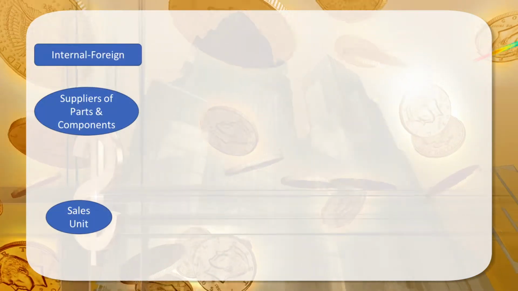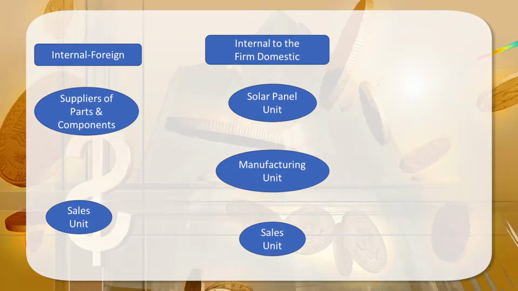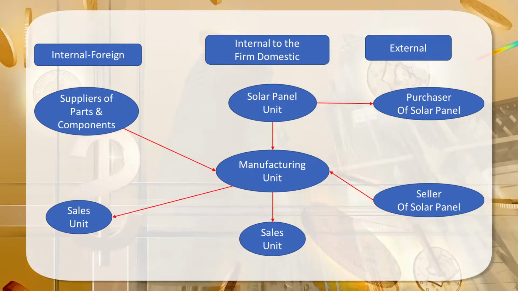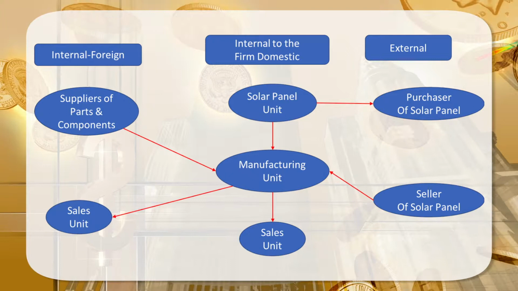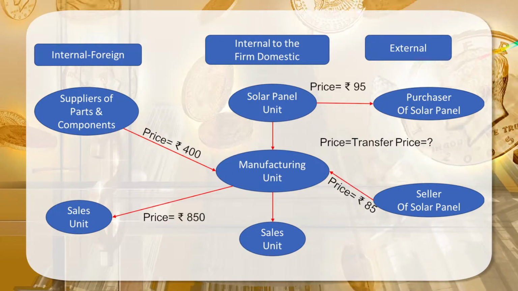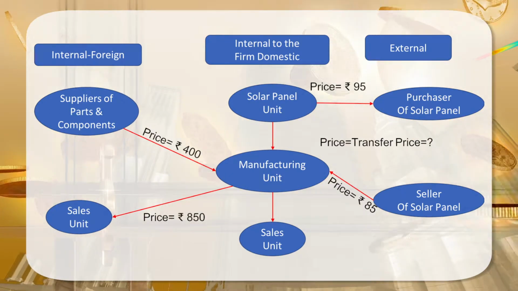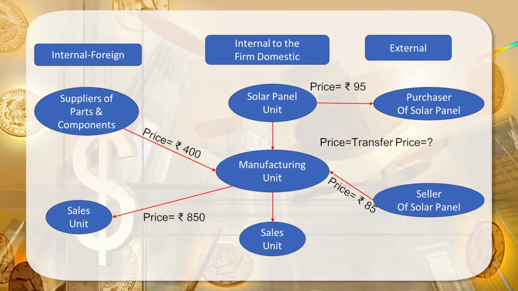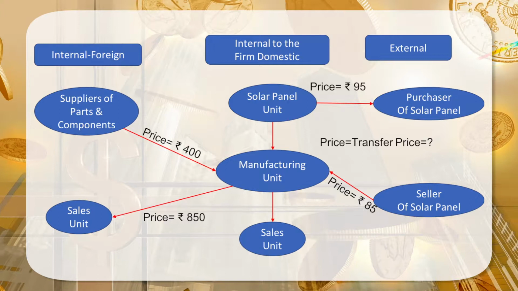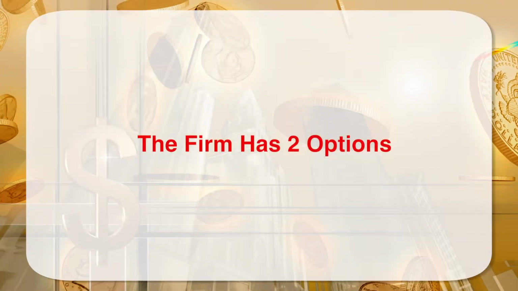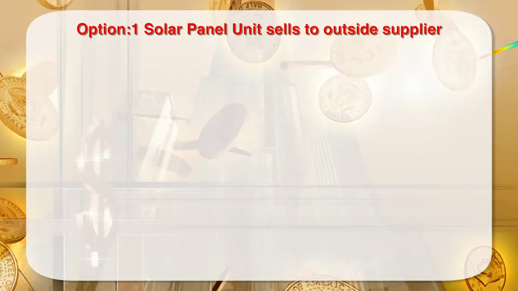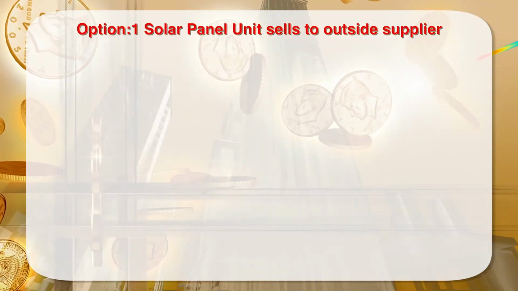In the present case, the manufacturing unit has the option of buying the solar panels either internally or sourcing them from outside, and in the same way the solar panel unit has the option of selling the solar panels to their own manufacturing unit or selling them outside. The firm has two options. The first option is that the solar panel unit sells to the outside supplier.